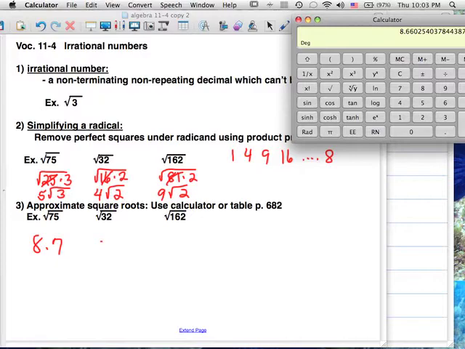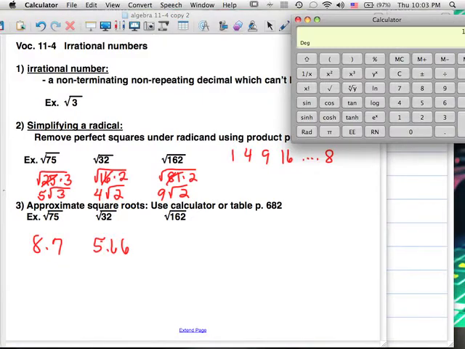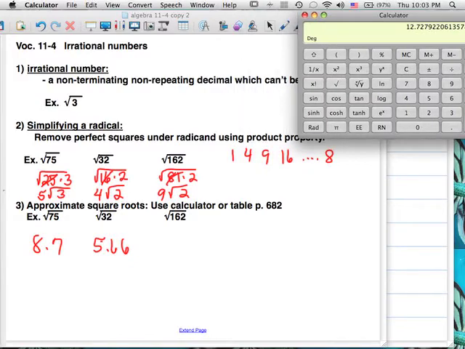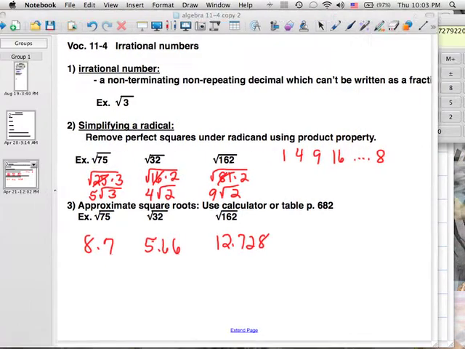If you had to approximate the square root of 32 to the nearest hundredth, that would be 5.66. The 6 here would make that 5 a 6. And if we approximated the square root of 162 to the nearest thousandth, that would be 12.728. The 9 would make the 7 an 8. So that's what we're going to be working with on your assignment. Keep your calculators handy.